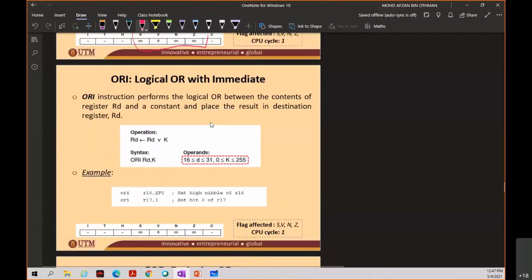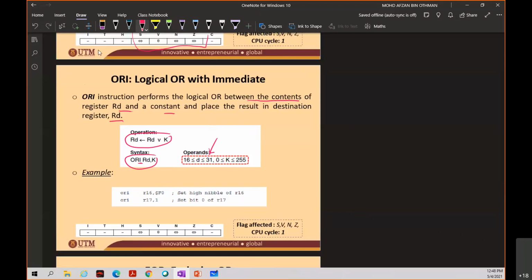Okay, then we have the ORI. ORI stands for logical OR with immediate. This ORI instruction performs the logical OR between the contents of the RT and a constant and places the result in the destination RT. This is the operation. This is the syntax, and bear in mind that since this involves an immediate value, your destination register must be from R0 to R31.